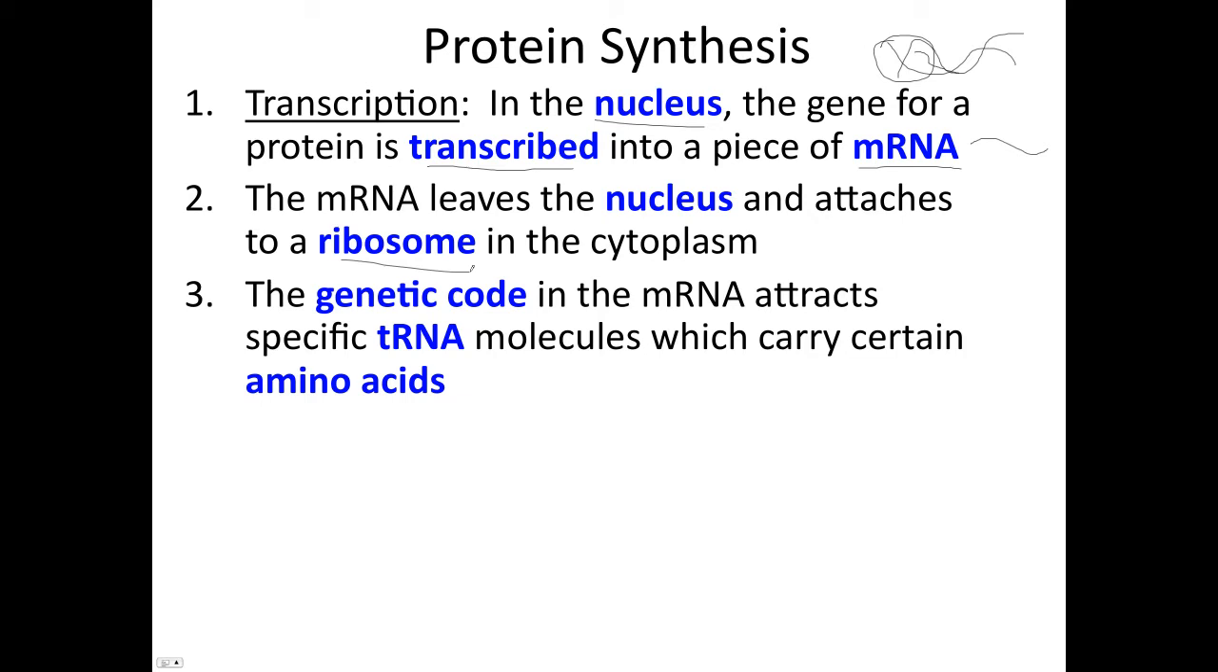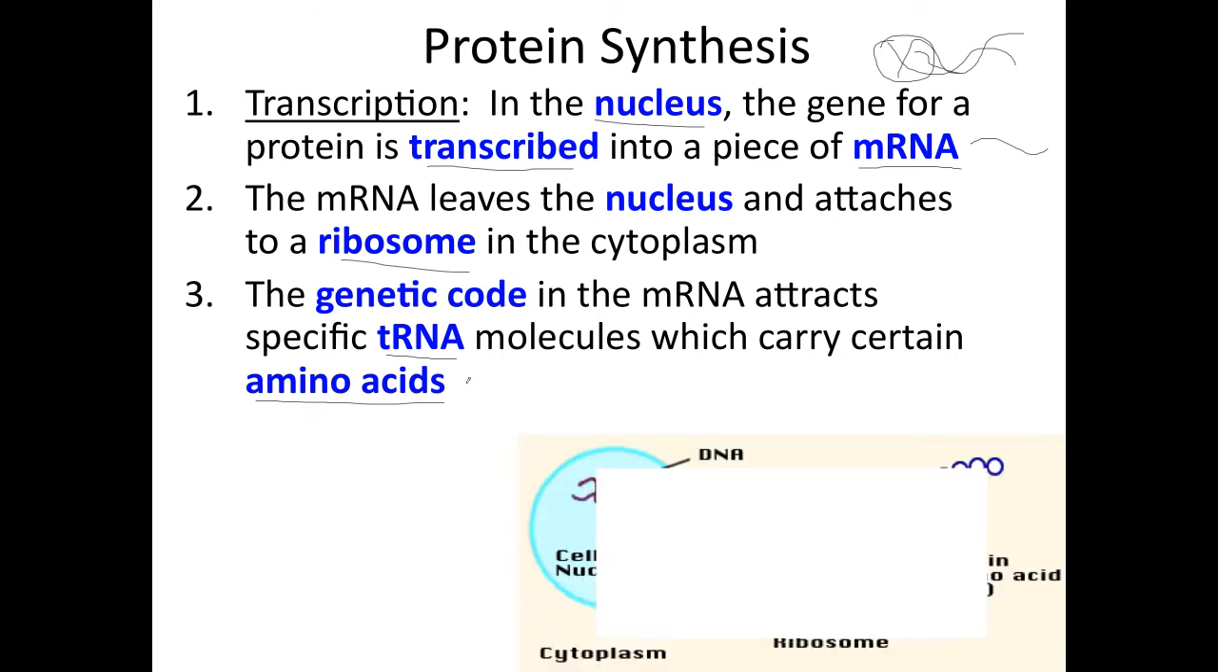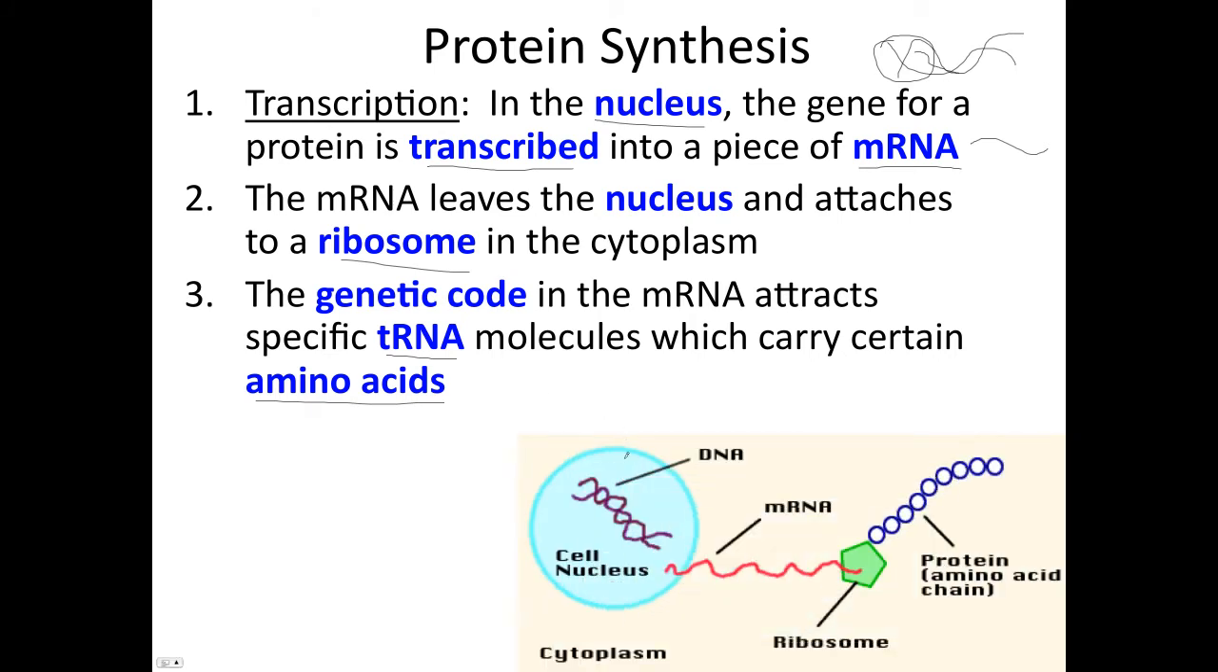Once that mRNA is on a ribosome, now we can start decoding. That genetic code that mRNA has is going to start attracting our tRNA molecules, which have those specific amino acids for each 3 letters. Again, DNA is inside of the nucleus, but it's too big to get the message out to the ribosome. So in transcription, we make a piece of messenger RNA, which goes to the ribosome, which is going to start making a protein.